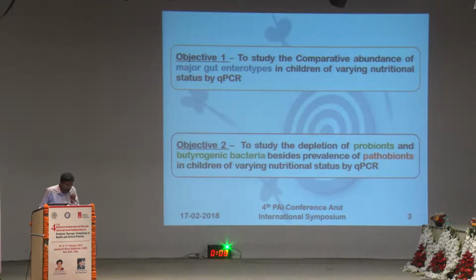So the research was designed with the following two objectives: to study the comparative abundance of major gut enterotypes in children of varying nutritional status by qPCR, and the second objective was to study the depletion of probionts and butyrogenic bacteria besides prevalence of pathobionts in children of varying nutritional status by qPCR.